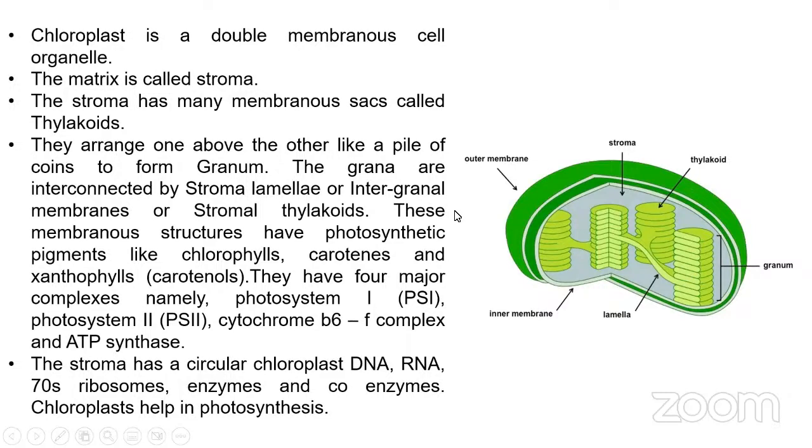As I mentioned earlier, the chloroplast is also a double-membrane cell organelle, and the matrix is called the stroma. As we can see in this figure, the stroma has many membranous sac-like structures called thylakoids. We can imagine a thylakoid as a single coin. If I arrange one coin over the other and make a pile, it gives the appearance of what we call a granum.